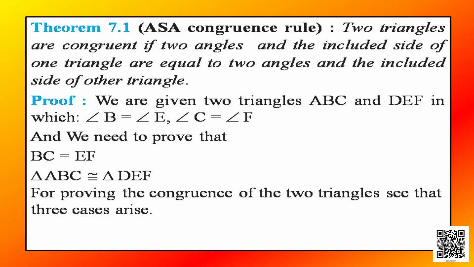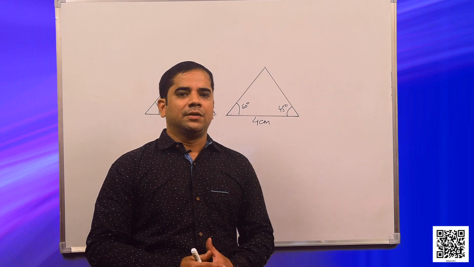ASA congruence rule. Two triangles are congruent if two angles and the included side of one triangle are equal to two angles and the included side of the other triangle. Okay? Let us prove it.